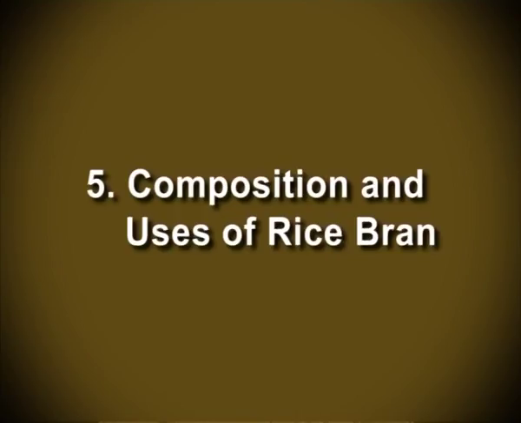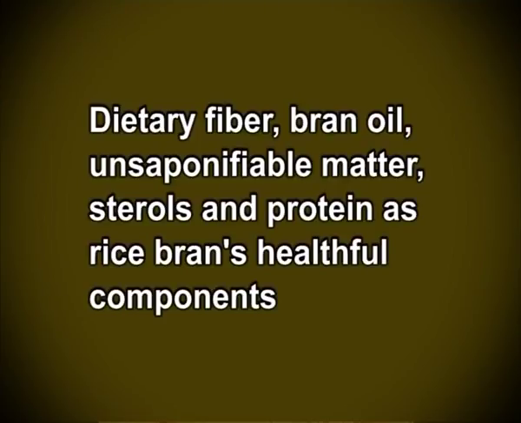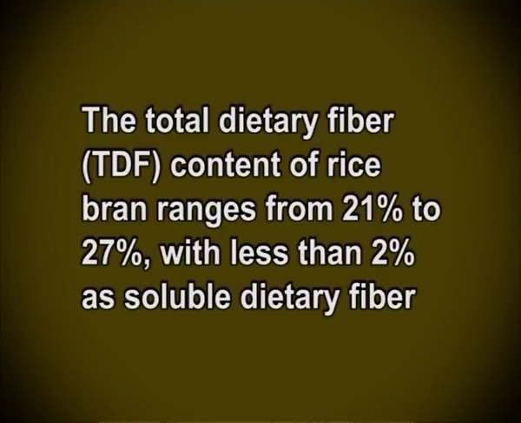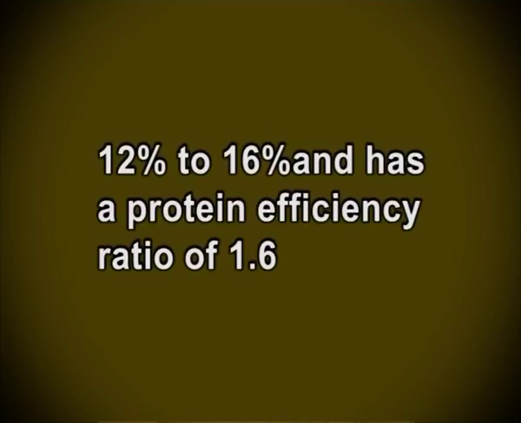Number 5. Composition and uses of rice bran. Nutritional studies have identified dietary fiber, bran oil, unsaponifiable matter, sterols and proteins as rice bran's healthful components. The total dietary fiber content of rice bran ranges from 21% to 27%, with less than 2% as soluble dietary fiber. The protein content ranges from 12% to 16% and has a protein efficiency ratio of 1.6.